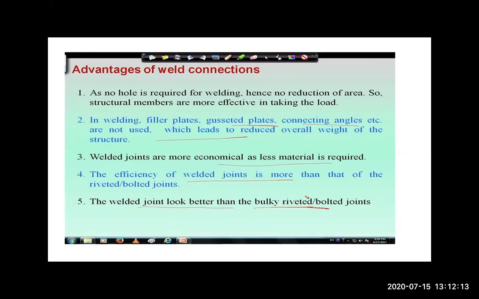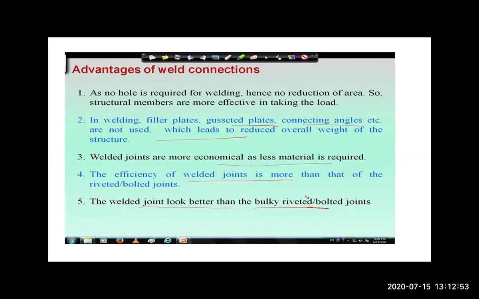In welded connection, there is no additional plate required. That means a single cover plate or double cover plate is not required. So we only have to keep two plates in position in front of each other, and directly weld them with the welding metal or welding rod. Here additional plates like a cover plate or gusset plate are not required. Are you getting it? Now this is the second advantage. The third advantage is that welded joints are more economical as less material is required.